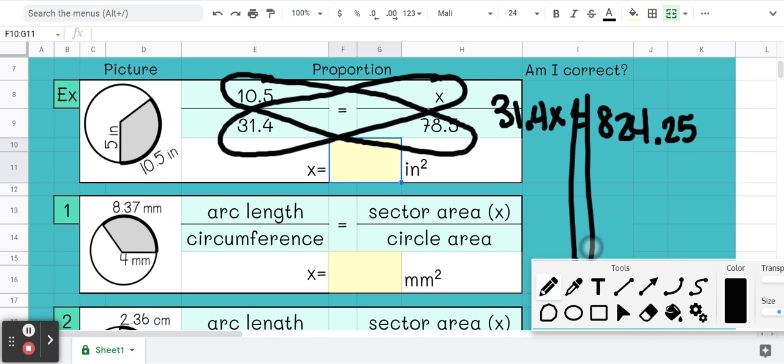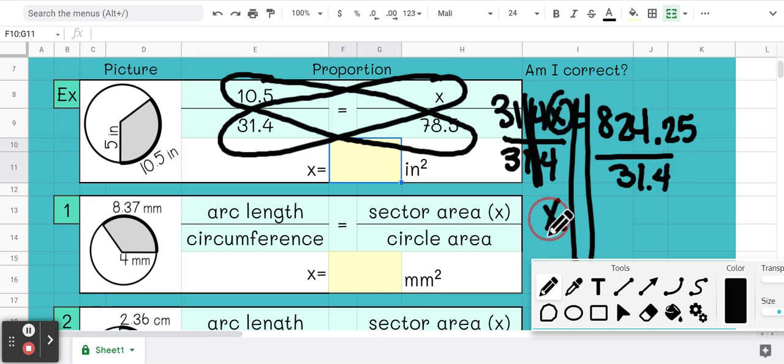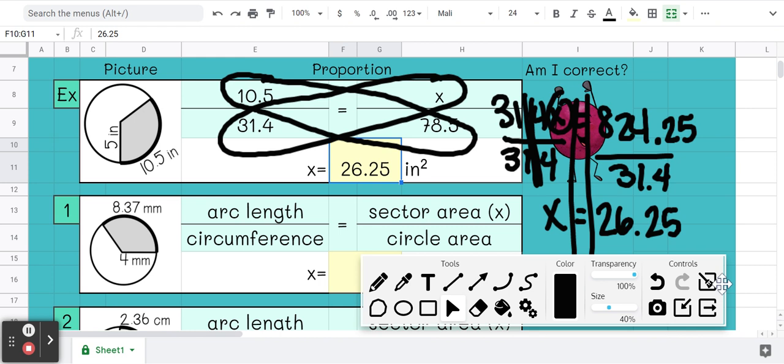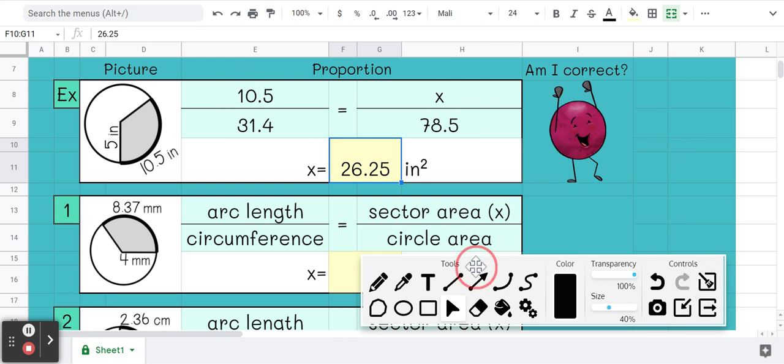So then lastly, we're going to divide both sides by this coefficient of x, because any number divided by itself is 1, and then 1x can be written as just x. And then we'll divide over here, and we get 26.25. I'm going to type that number into this yellow cell here. And when you either hit enter or click into a different cell, if you are correct, a little happy character will appear.